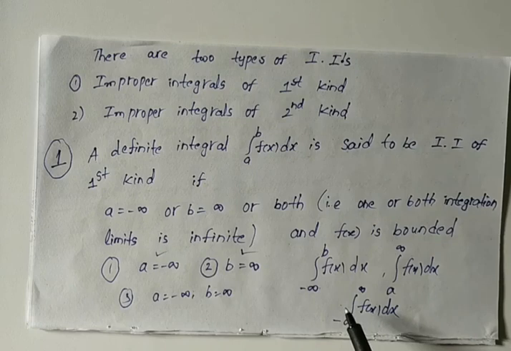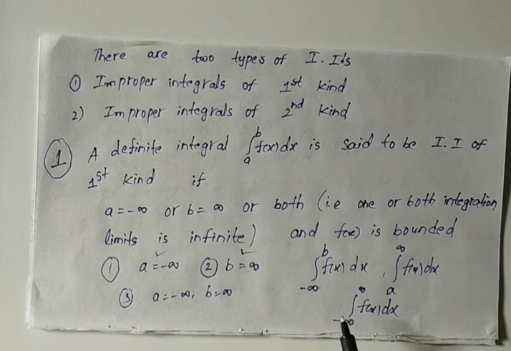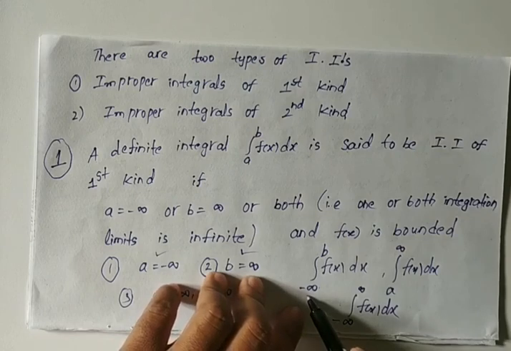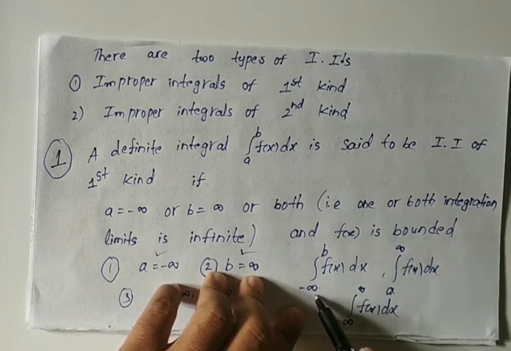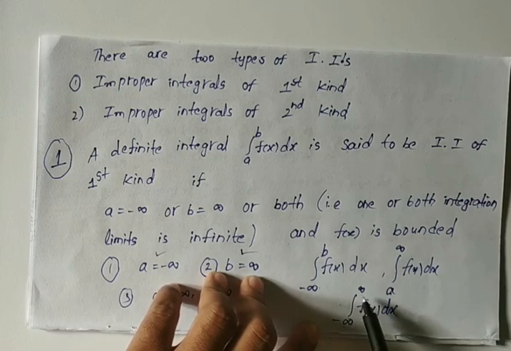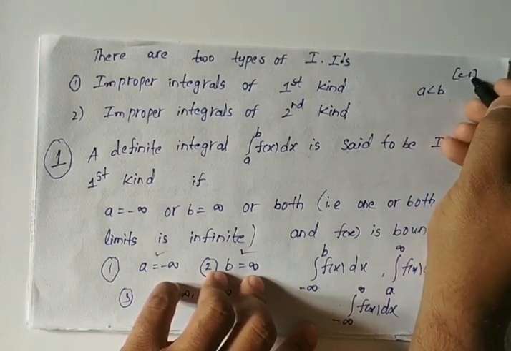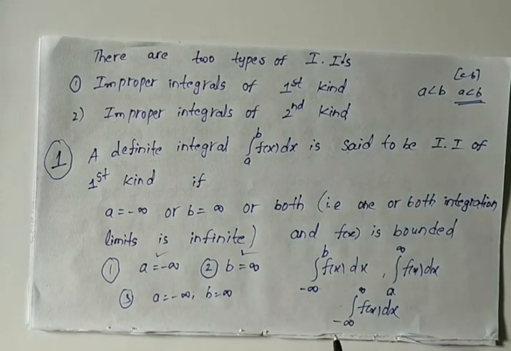Okay, clear? You can observe here, student, in the first form a is minus infinity, in the second form b is infinity, in the third form a is minus infinity and b is infinity. Remember that point. What is the condition here? In the interval a comma b, a must be less than b.